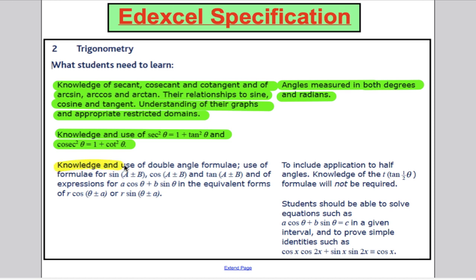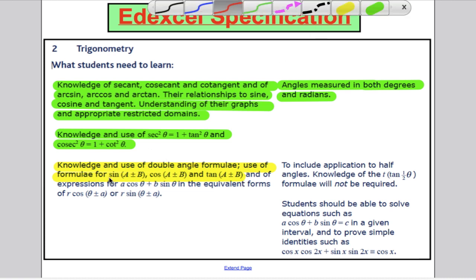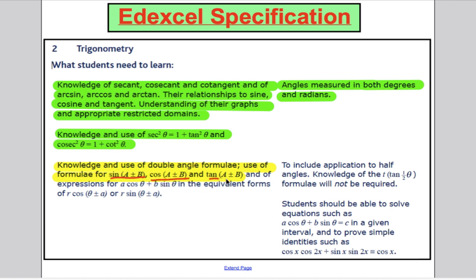We want to be able to know about the double angle formulae and the use of the formulae sine A plus B, cos A plus B, and tan A plus B, and that's where we're going to start today. We're going to do the rest of it in further videos. So at the moment we're going to work on formulas for sine A plus or minus B, cos A plus or minus B, and tan A plus or minus B. We're going to call these the addition formulae, and we're going to learn about these today.